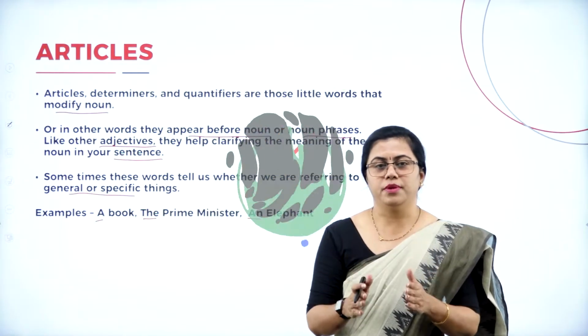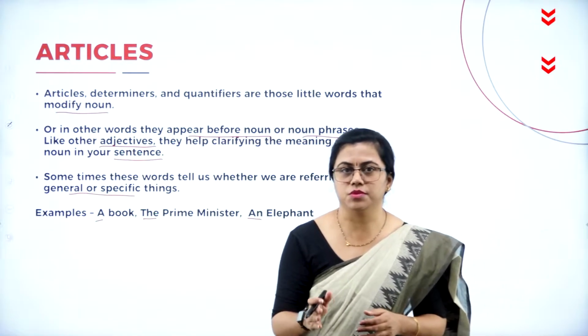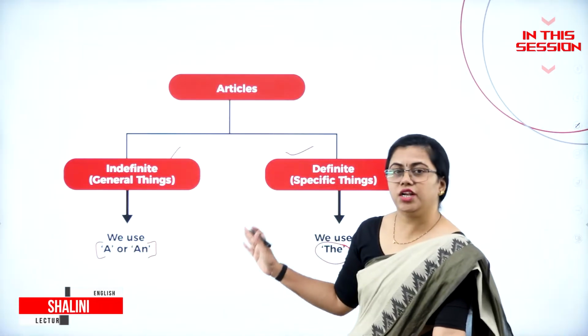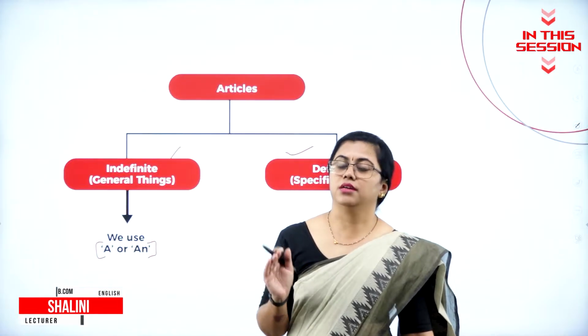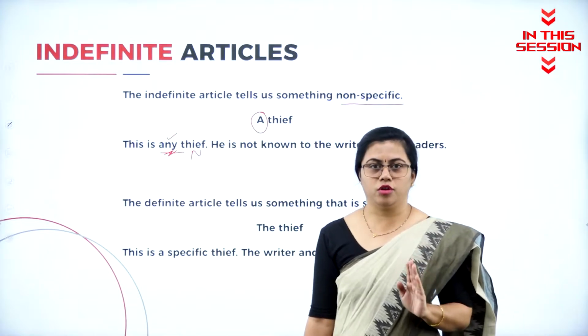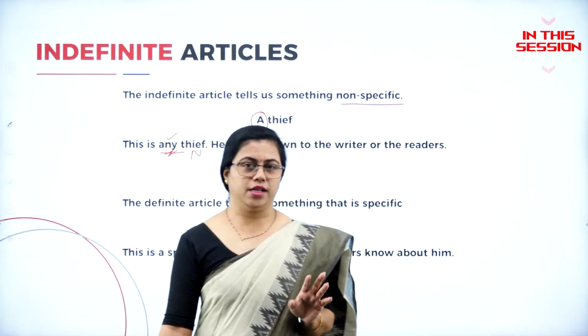Suppose you are using a combination of an adjective and a determiner, then the adjective comes first, then comes the determiner. A and an are indefinite articles. We use them when we are talking about something in general. If at all you are using an article along with the plural form of nouns, then it has to be a definite article only.